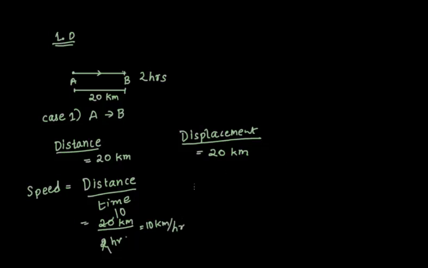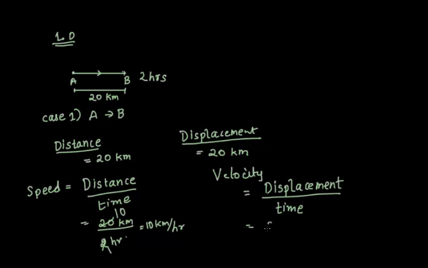Now, what is velocity? Velocity equals displacement over time. I hope all of you remember this because you can always go back. So velocity is defined as displacement by time, and displacement here is the same as 20 kilometers, and the time is also the same, which is 2 hours. Hence you get the same 10 kilometers per hour as velocity.